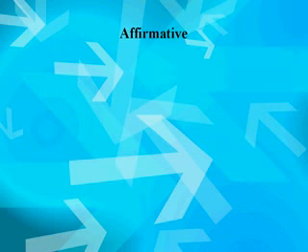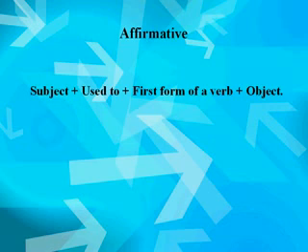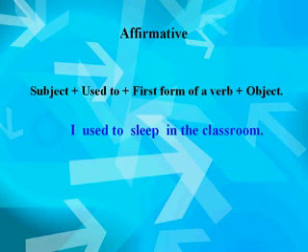Affirmative structure: subject plus used to plus first form of a verb plus object. We always use first form of a verb with used to. For example, I used to sleep in the classroom. He used to smoke.